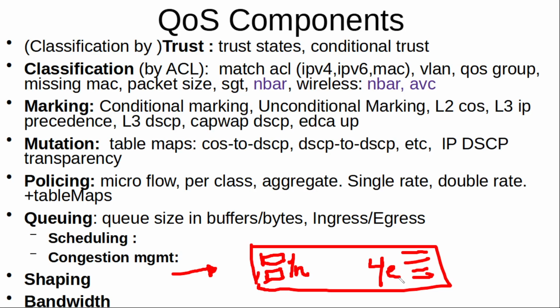This happens in all switches. For the current Catalyst 9000 series of switches, we have 8 queues for ingress and 8 queues for egress. So you can change the size of these queues in terms of buffers and bytes.